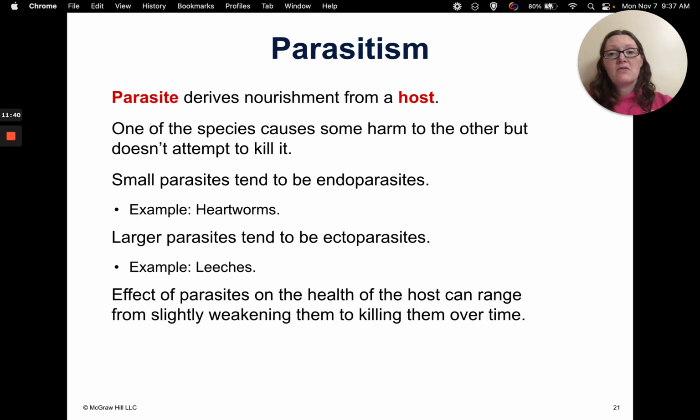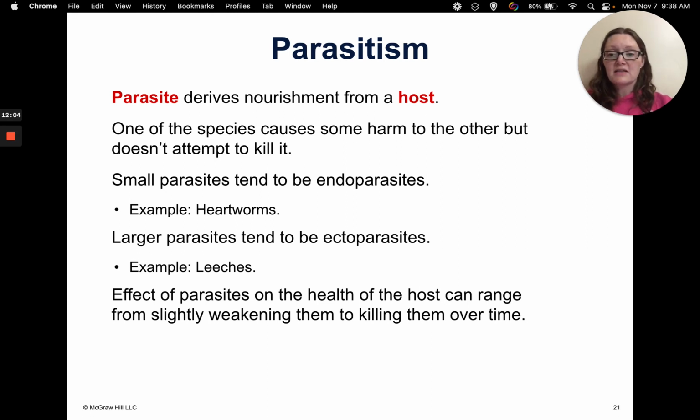Parasitism, one of them derives nutrients from the host. With this one, though, they don't often try and kill the host because it's not a benefit to them to kill the host. If they kill their host, they have to go find another host. They just want to get nutrients from the host, so they really just want to get benefits from the host without killing it.